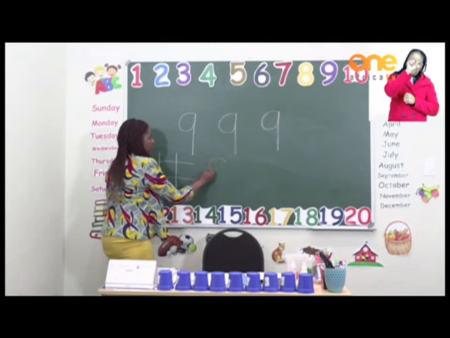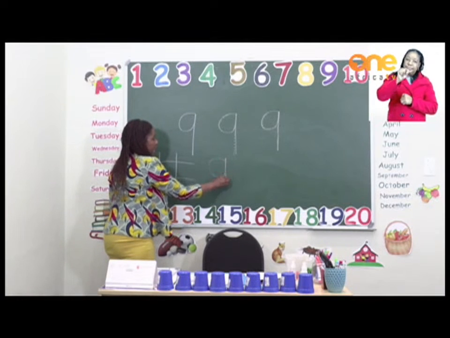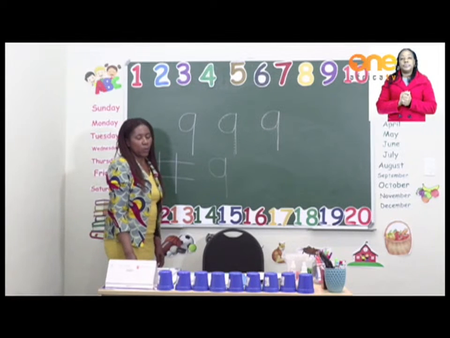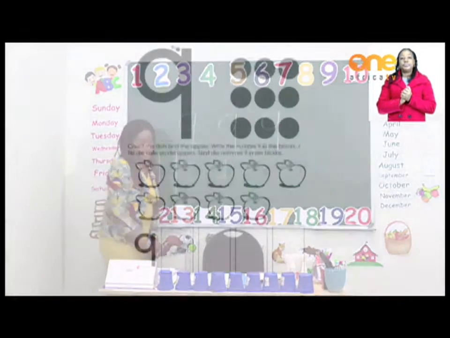Round, up, straight down. That's how we form number 9. Well done. Let's move back over to our booklet on page 3.